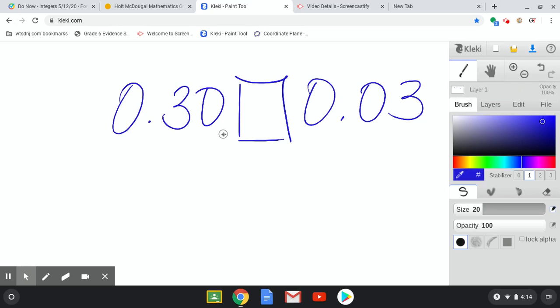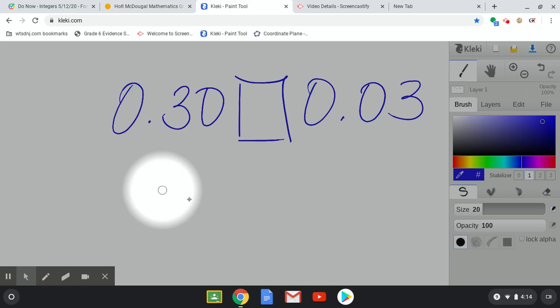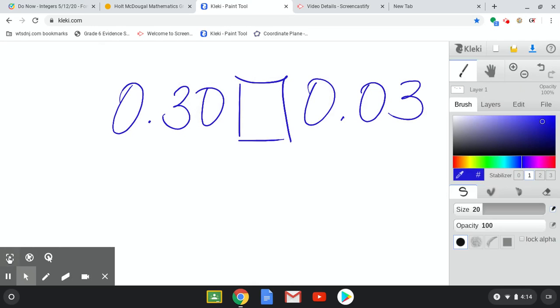Let's try another one here. So let's say I had 2.86, and I was comparing that to 1.86. So I'm going to go place value for place value, starting all the way to the left. I have 2 ones. I have 1 one. Well, 2 is greater than 1, so I don't even need to go any further. I know that 2.86 is greater than 1.86. Okay, so let's try a couple more.